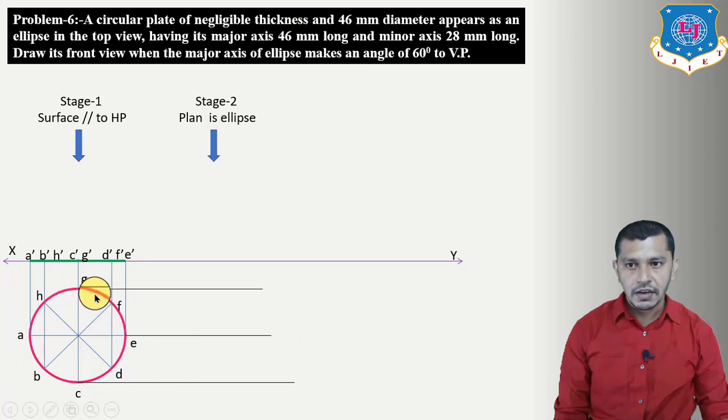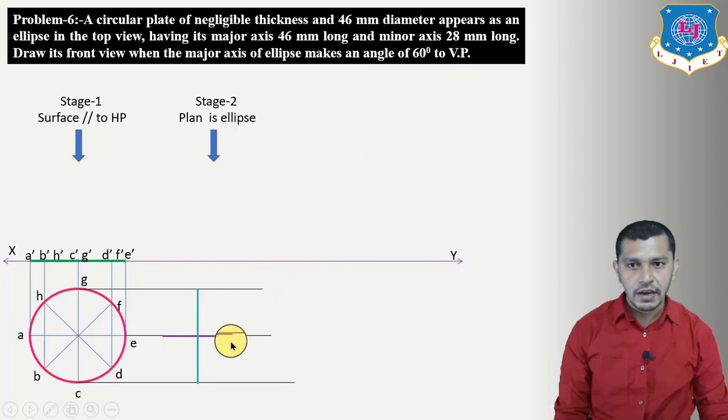Now you can see that the length of this diameter of the circle doesn't change in the plan of the circle. So the GC length will remain same. So we will consider this GC diameter of the circle as the major axis of an ellipse. Now we have to draw the minor axis having length equal to 28 mm.